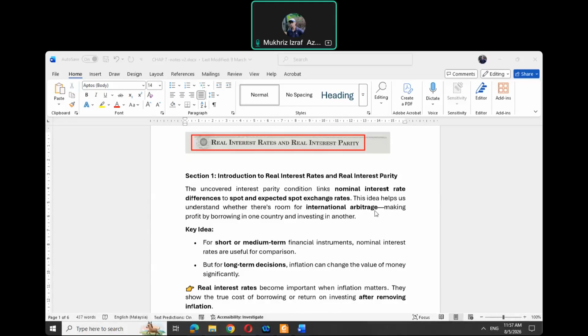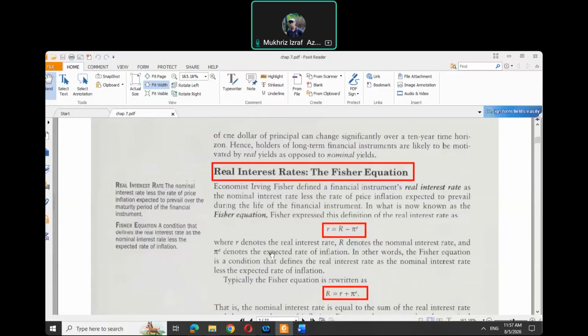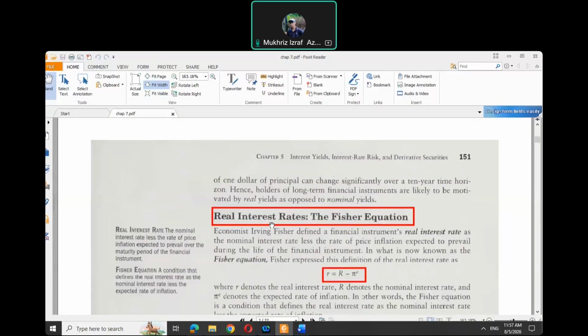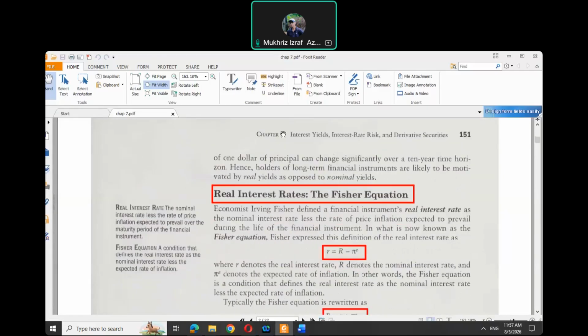Okay, so today I will be covering chapter 7, which is on the real interest rate and real interest rate parity. In your textbook, which I uploaded in your OL, you can check chapter 7. Okay, it's under chapter 5 actually. So the focus for this chapter will be to understand what is the Fisher equation. This is the main thing.